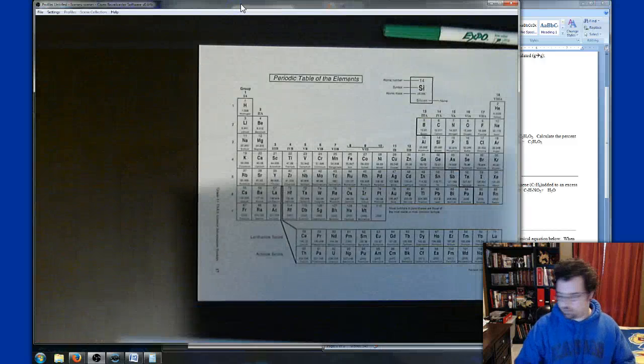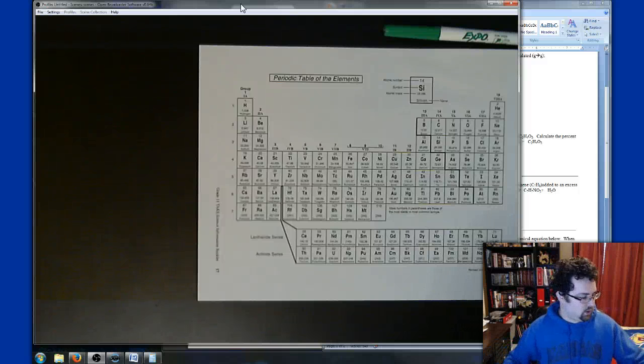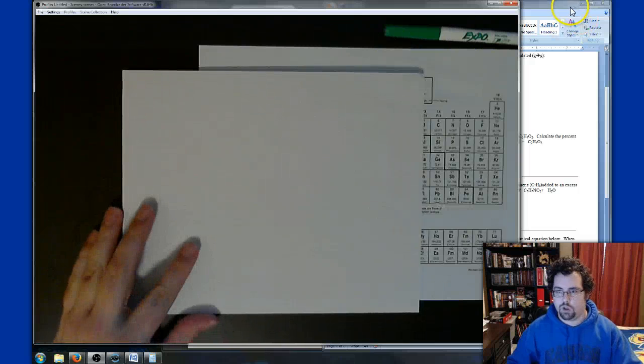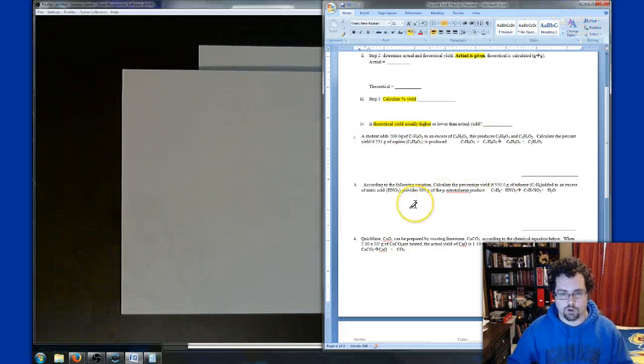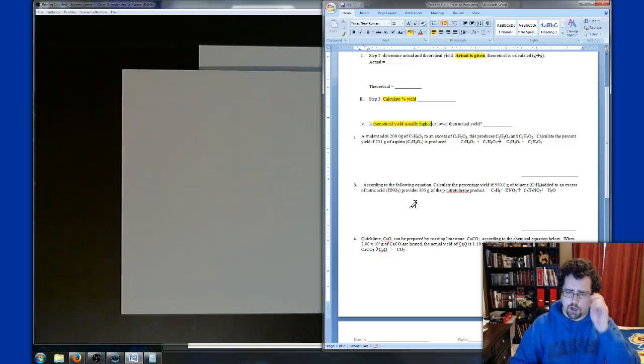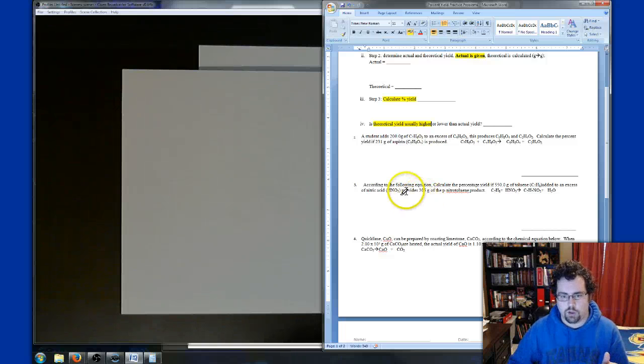Let me do another one just so you have more than one example. I'll go through this one just a little bit faster instead of walking through all of the steps. Let's do number 3. It says, according to the following equation, calculate the percent yield if 550 grams of toluene is added to an excess of nitric acid, and this provides 305 grams of the p-nitrotoluene product. So here's my keyword, provides 305 grams of p-nitrotoluene. So this is my actual yield because it's telling me I get that.